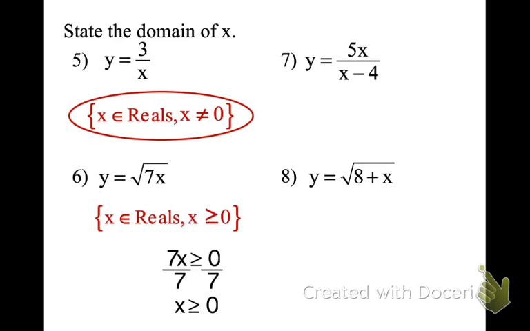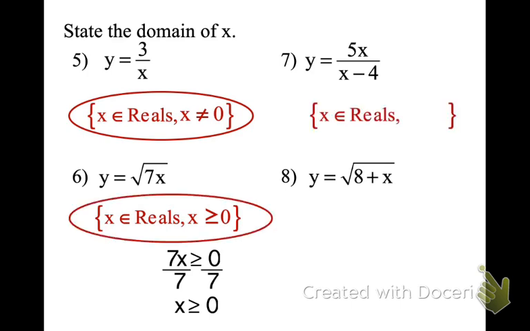Since the next one is a fraction, the overall denominator, not the x, the overall denominator cannot equal 0. So what would make that overall denominator equal 0? If x equaled 4. So x is an element of the reals, and x cannot equal 4, not greater than 4. It can be greater than, it can be less than, but it can't equal 4.